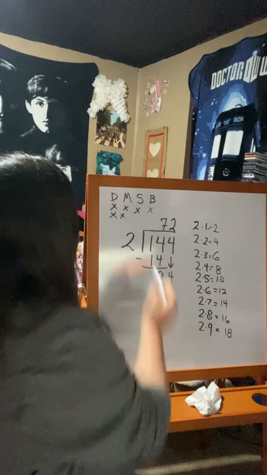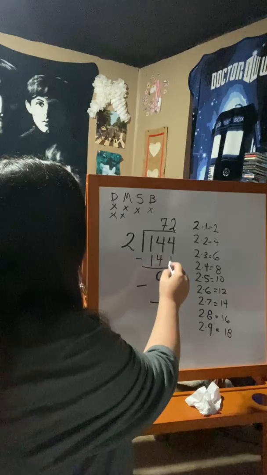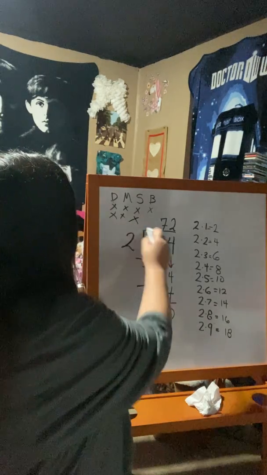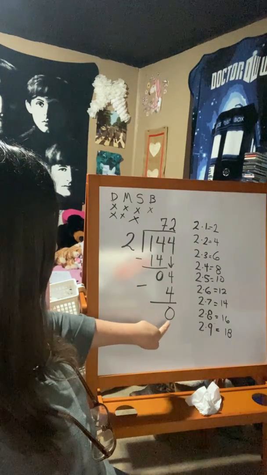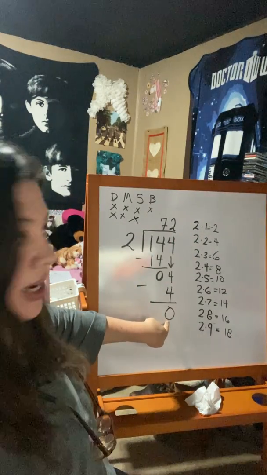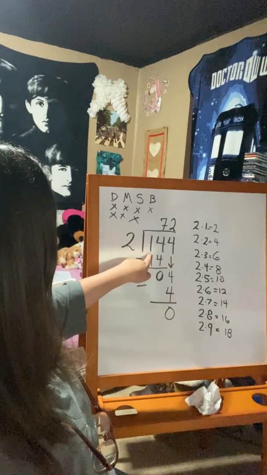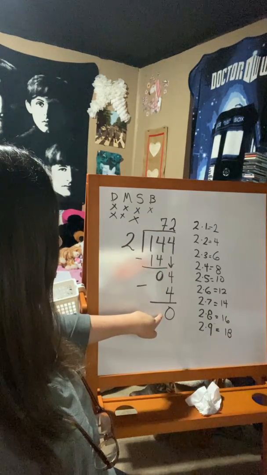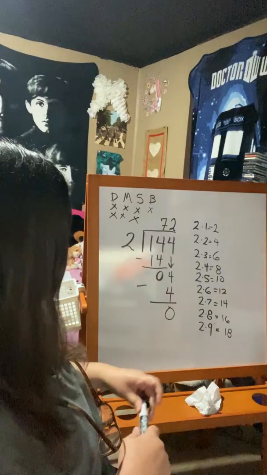So we multiplied. And now we're going to subtract. 4 minus 4 is 0. And is there anything left to bring down? No. That tells us we're almost done with our problem. This time we got a 0 remainder. So 2 went into 144 exactly 72 times with no remainder. And so 72 is the only part of that answer.